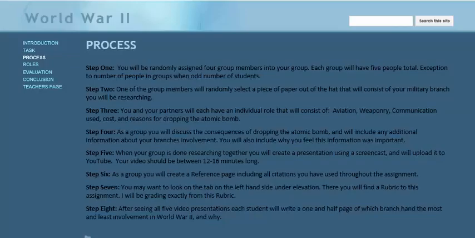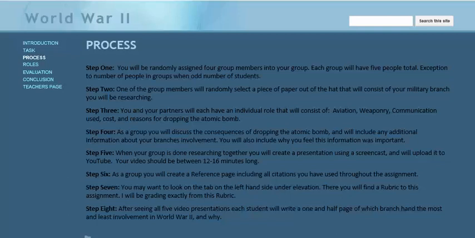Under process, they're going to be randomly assigned into groups. So there's going to be 5 people in each group, 5 people for one branch. Next, they will be given their branch randomly. They'll pick it out of a hat. Whatever branch they have, that will be their research. This involves an individual and a group project.